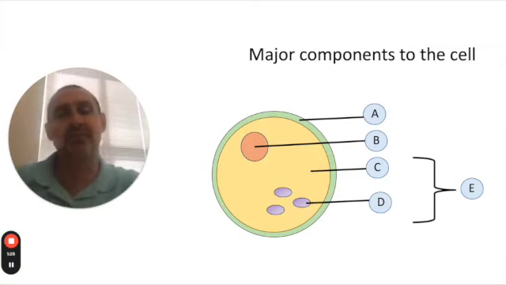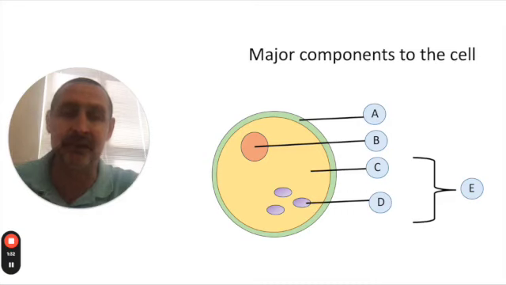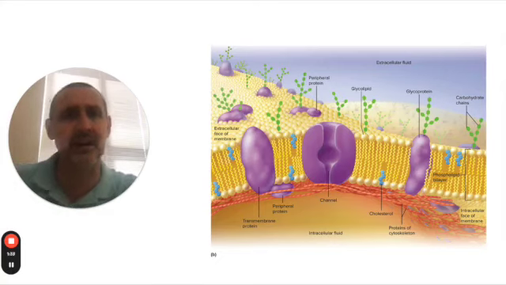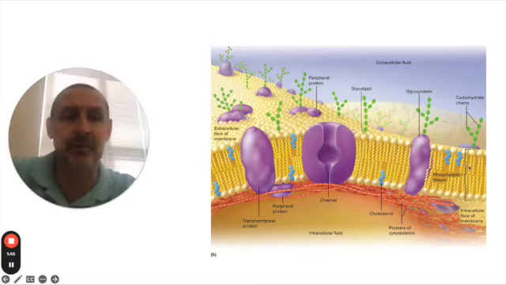What we're going to do is work through some of these major components. So we'll look at the plasma membrane first, and then we'll look at some of the organelles and what their functions are. So here's a diagram of a plasma membrane. The first thing you want to notice is that it's a phospholipid bilayer.